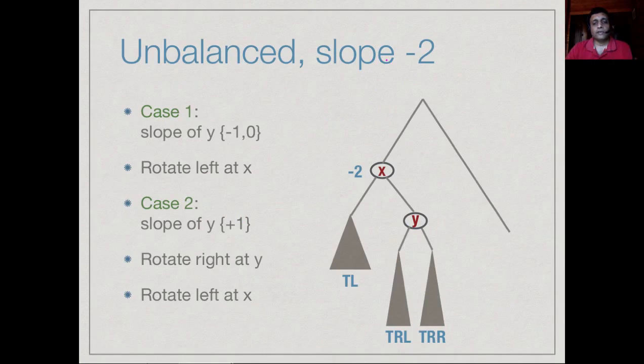Now it will turn out that if we have the other case, the other extreme where the slope at x is minus 2, then we'll have a symmetric picture. So we will be able to expose the right child, call it y. So then the basic operation is that if y has slope minus 1 or 0, it's symmetric, remember, then we will do a single left rotation at x. Otherwise, we will first do a right rotation at y in case the slope at y is plus 1, and then we will do a left rotation at x. So we will not look at the minus 2 case in detail, but it's easy to see that it is symmetric to the plus 2 case.